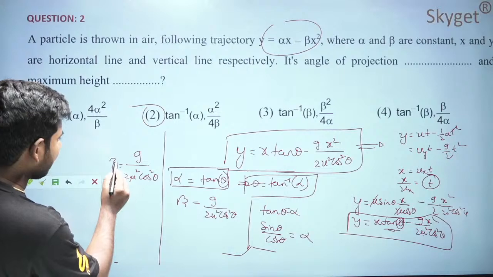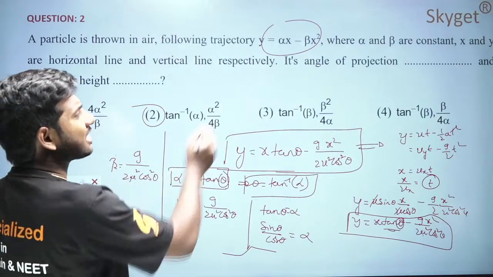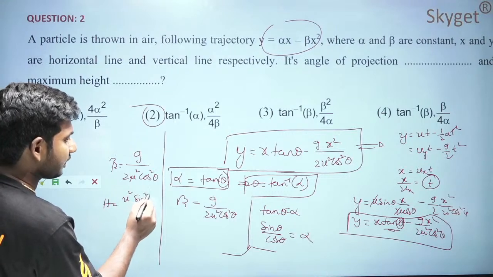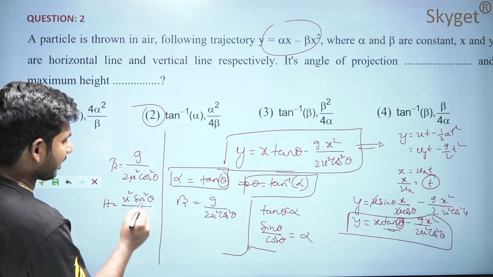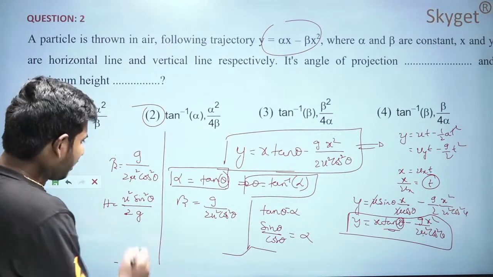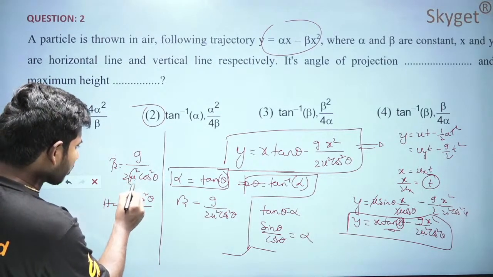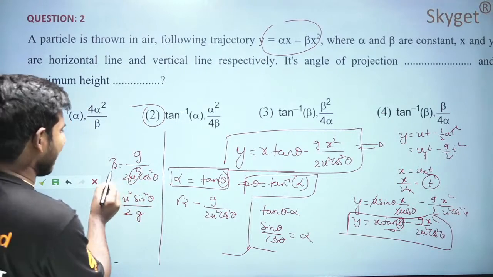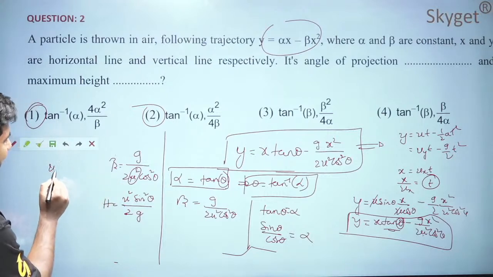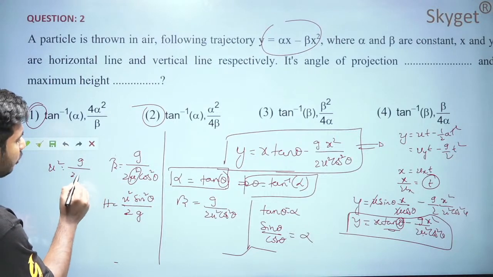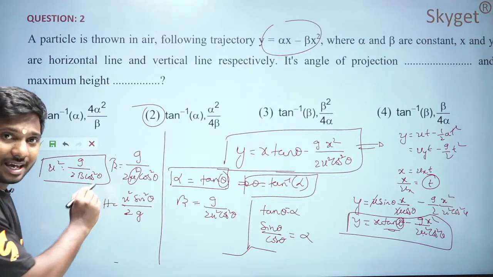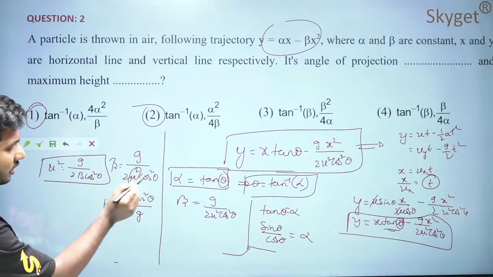So now you see here beta is equal to g by 2 u square cos square theta. Maximum height is what formula? u square sin square theta by 2g is the maximum height. So from here can I write u square as g by 2 beta cos square theta?